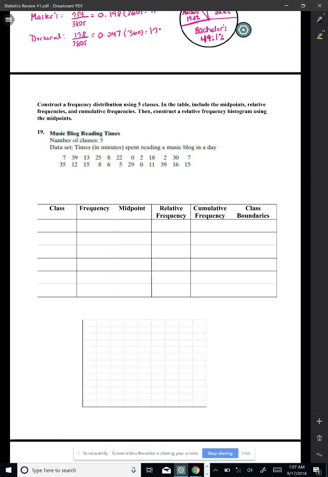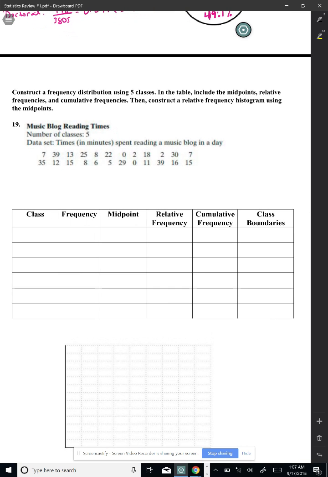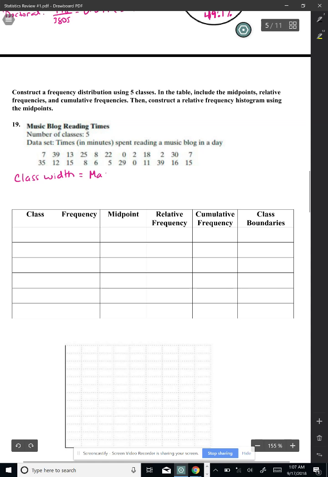Okay, next they're asking us to construct a frequency distribution with 5 classes. And so on here I included a table to organize the information a little bit. So when you're constructing the frequency distribution, the first thing you want to do is find the max and the min, because this is going to help us to figure out the class width. For class width, it's going to be the maximum number minus the minimum number divided by the number of classes. And they will always tell you how many classes they want you to use.